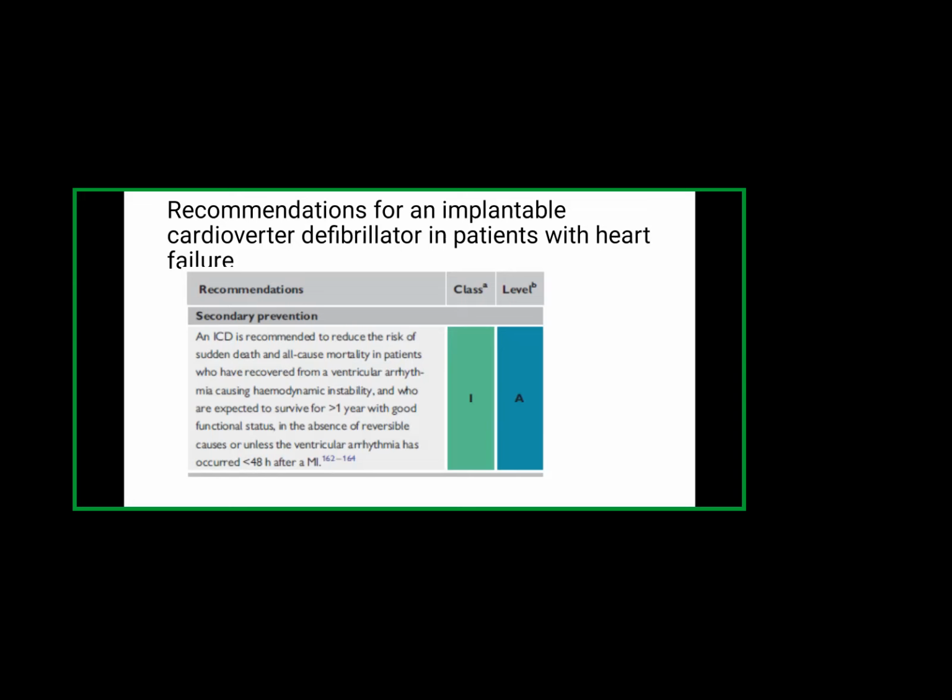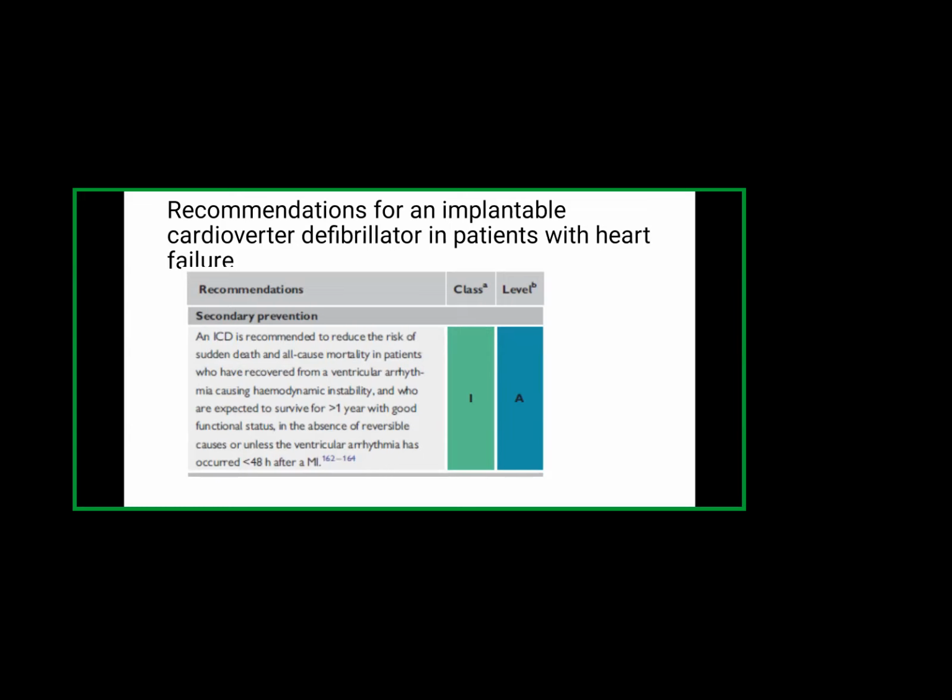But if they had an arrhythmia that caused hemodynamic instability, they qualify for an ICD, so long as they are expected to survive for more than 1 year. Most of these patients will be in NYHA class 2 or 3, so long as they are expected to survive for 1 year with good functional status. Good functional status indicates that they don't have, maybe, a malignancy that will kill them in less than 1 year and all that.